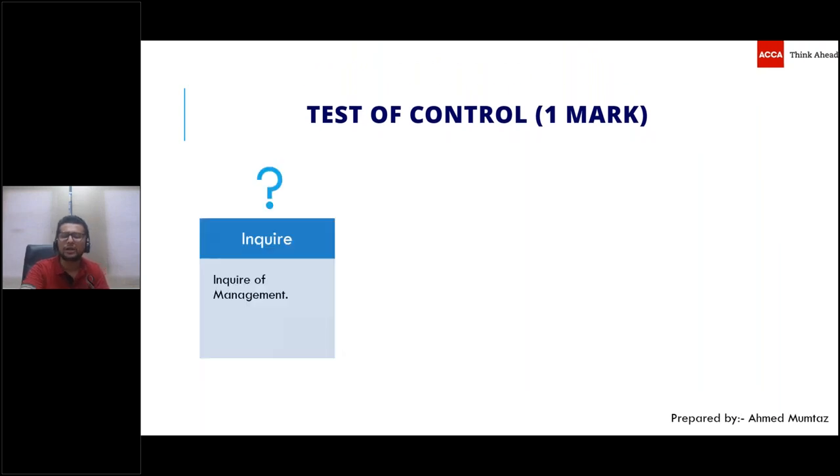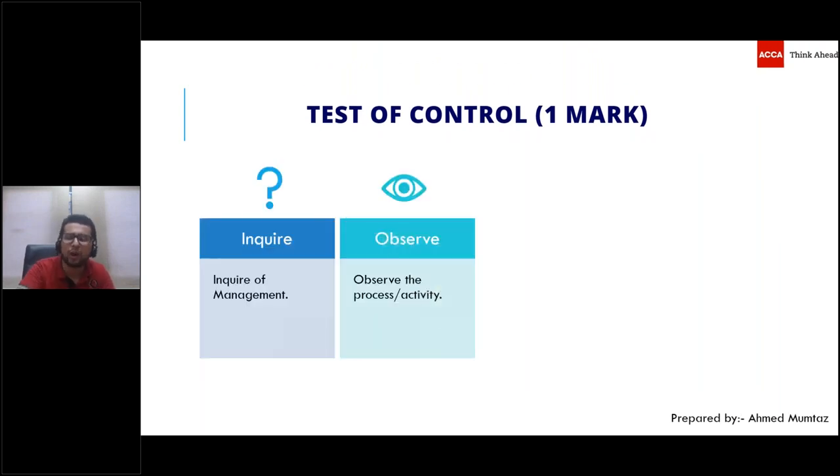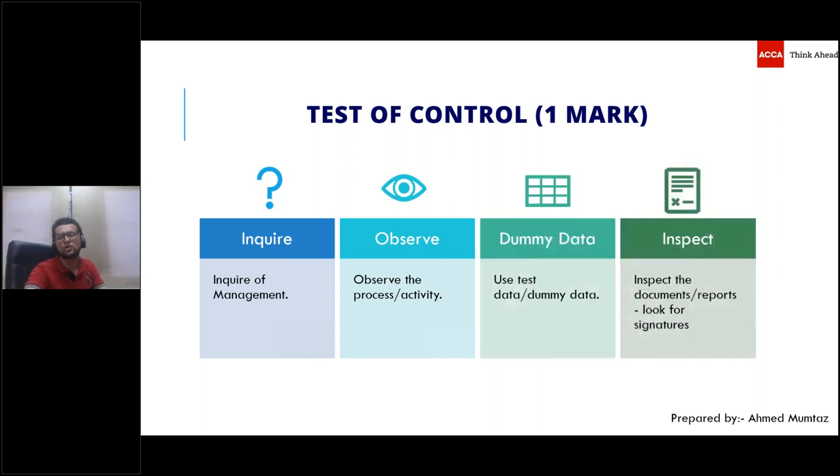Last but surely not the least, how to get the 1 mark with respect to test of control. Now, test of control means as an auditor, I will apply a particular action, and with the help of that action, I will be testing the control system designed and implemented by the management. I'm not bothered about the amounts. I'm not bothered about the financial statements. I'm bothered about the system, how good or bad the system is. Well, in order to score 1 mark, you just need to write 1 test of control.